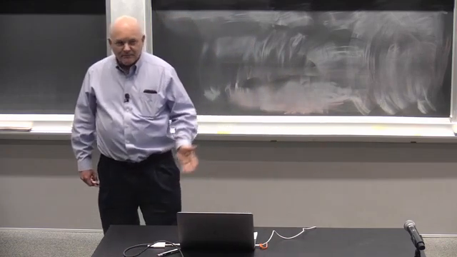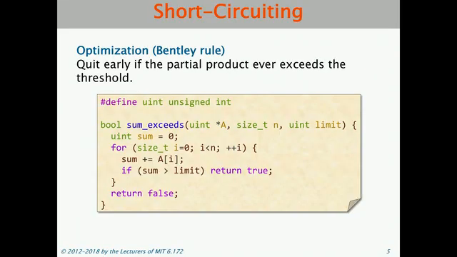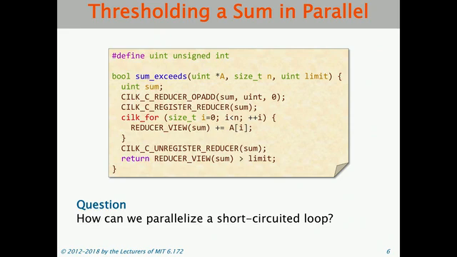Okay, and the problem when I operate in parallel is that as I'm adding stuff up, I want to do it. So I'm going to do this here with a reducer. Basically I'm going to add up the values in the reducer, but now I'd like to do the same thing of being able to quit early. And so the question is, well, how can we parallelize a short-circuited loop?